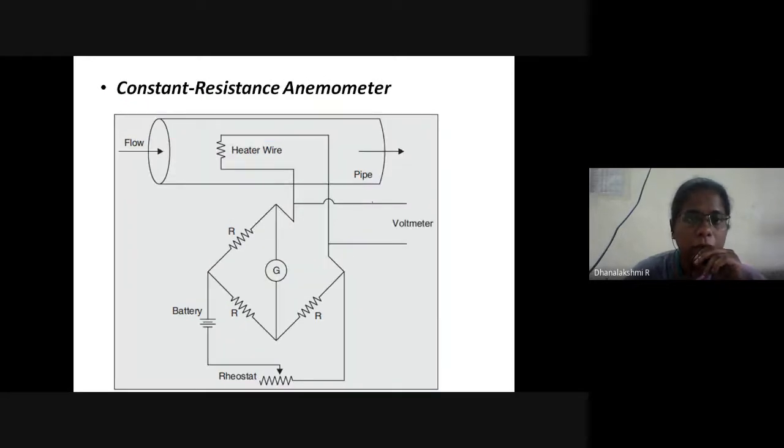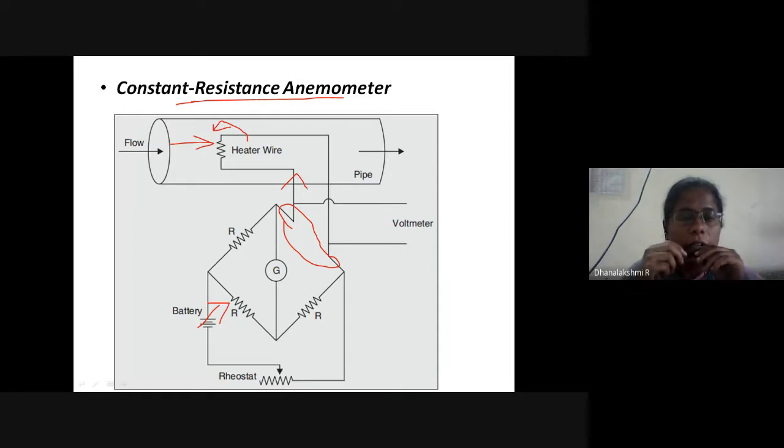This is one type. In the other type, the constant resistance anemometer, when the liquid is flowing, the heated wire again transfers heat, and as the heat is transferred, the resistance of the wire again changes. But now, in order to maintain the resistance constant, we vary the current. We vary the current in order to maintain its initial resistance and temperature. The current that we adjust to maintain that constant resistance is proportional to the flow. So this is the idea.